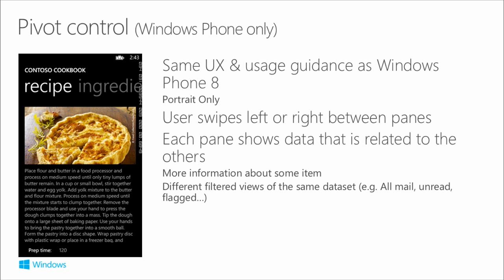We don't have this on big Windows. And for Windows Phone 8 Silverlight developers who will be used to this, it actually looks the same, and you've got the same guidelines. So what are the usage guidance? A pivot is used where you've got discrete pages of information that are all related.